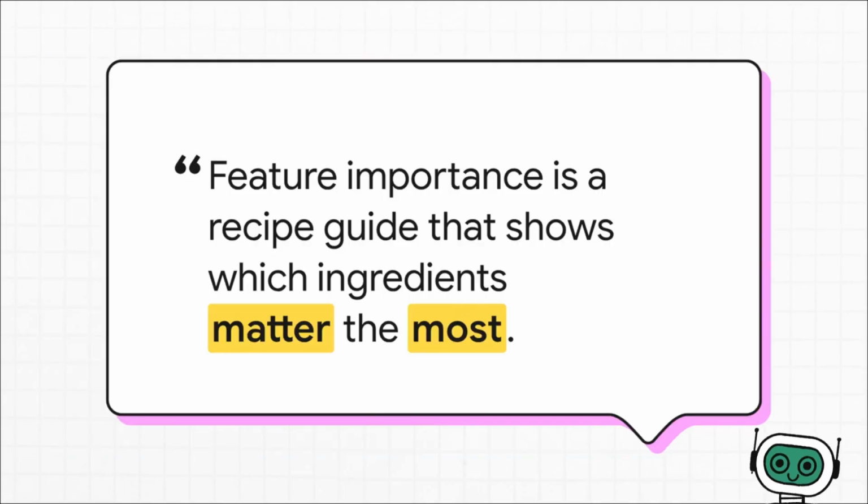A great way to think about it is like you're baking a cake. You've got all your ingredients: flour, sugar, eggs, butter. Feature importance is kind of like the recipe telling you that the sugar and flour are absolutely essential, but that tiny pinch of salt, maybe not as critical. Without that guide, you're really just guessing.